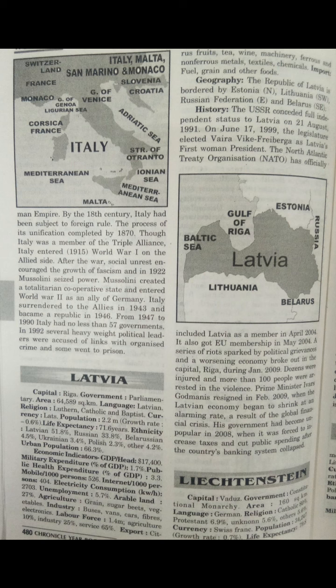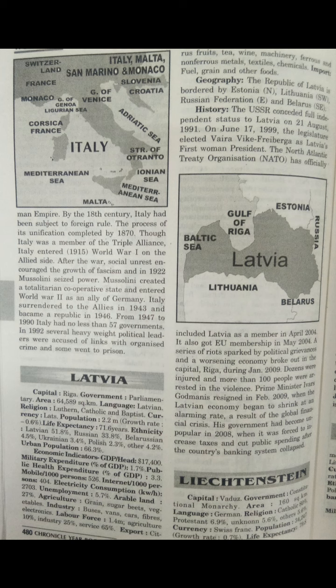So next country is Liechtenstein. The capital is Vaduz. Government is constitutional monarchy. Area 160 square kilometer. Language is German. Religion Catholic. Protestants 6.9%. Catholic 80%. Unknown 5.6%. Others 5.6%. Currency Swiss franc.